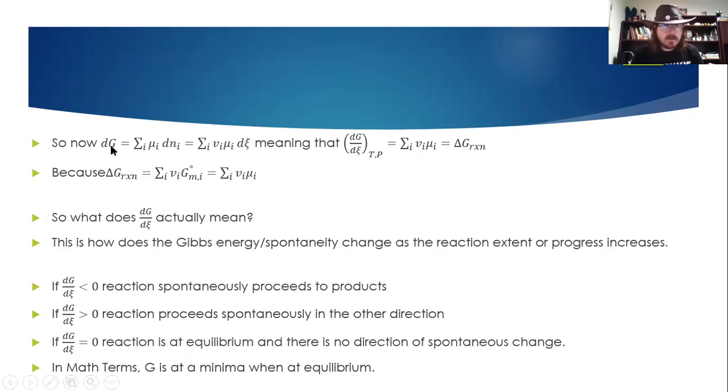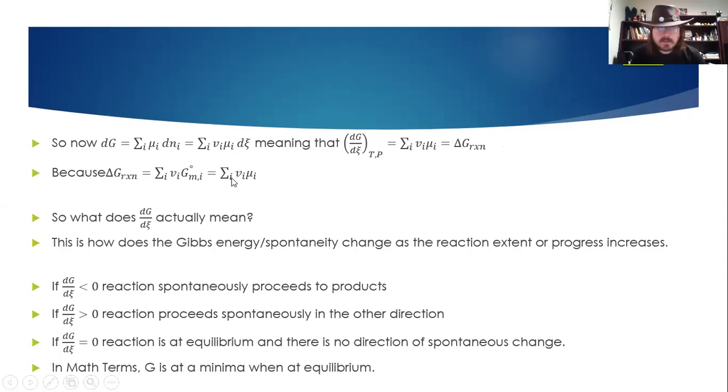So with that in mind, we can now exchange our changing Gibbs, which is equal to the sum of potential times changing moles, into the sum of the coefficient nu for the chemical reaction times the chemical potential of that species times changing xi, so how much of the reaction has gone. And we can actually divide by changing xi. So how Gibbs changes with changing extent of reaction is equal to the sum of the coefficients times the chemical potential, or essentially delta G for a reaction. So that's the sum of the chemical potential of all things times the coefficients, that is delta G.